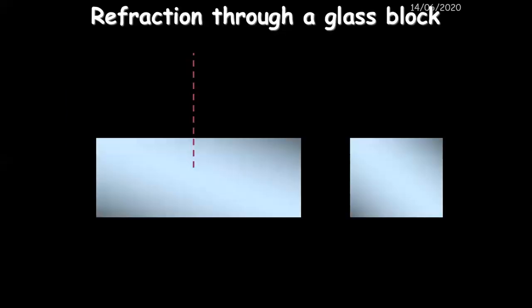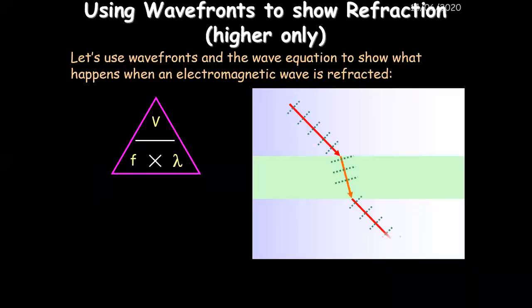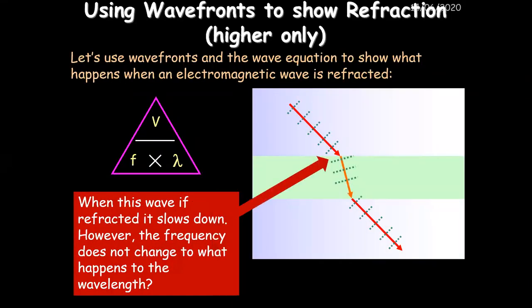Okay, so refraction. We know waves can be refracted. We talked about all of that. And here are our wavefronts. When this wave is refracted, it slows down. The frequency never changes. Don't forget, that's one of the recurring themes in this lesson. One of the things that never changes about waves is the frequency. It's their identity; it's something that doesn't change.